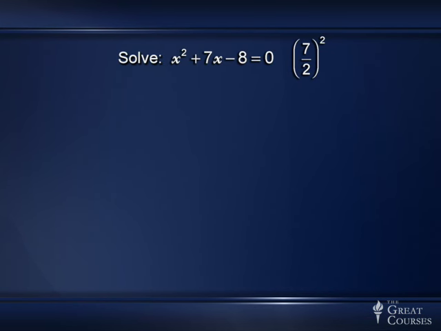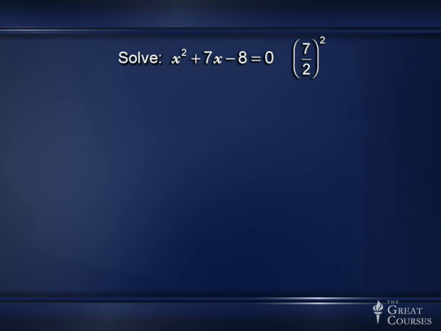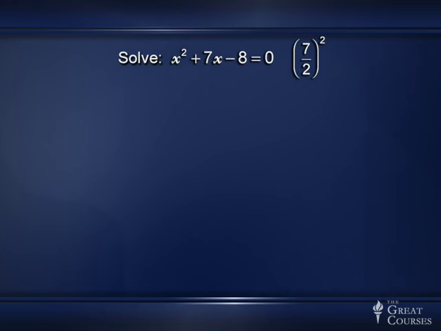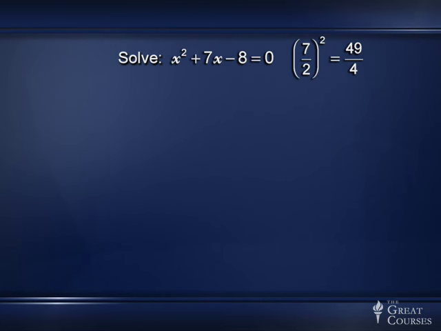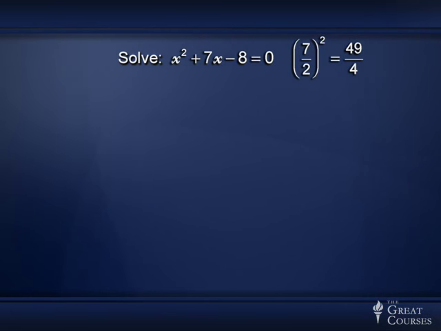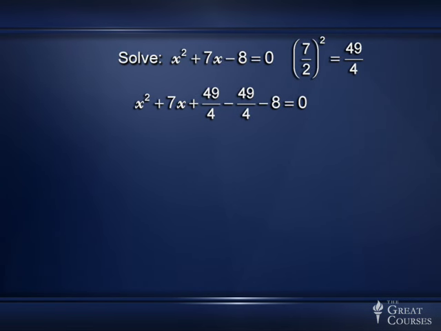The number that we want to add to x squared plus 7x in order to get a nice square term is going to be 7 divided by 2 and then squared. So I'm going to have 7 over 2, and I'm going to square that number. And if you do that, you have 7 halves times 7 halves, which is 49 fourths. So I need to add and subtract 49 fourths to my original equation in order to continue on. That's going to give me x squared plus 7x plus 49 fourths minus 49 fourths minus 8 equals 0.